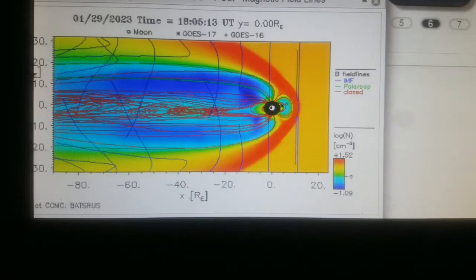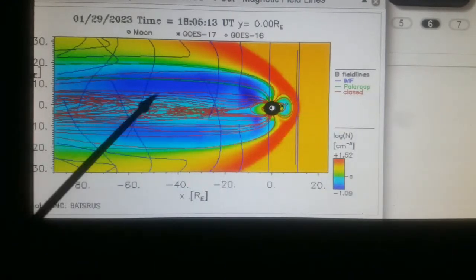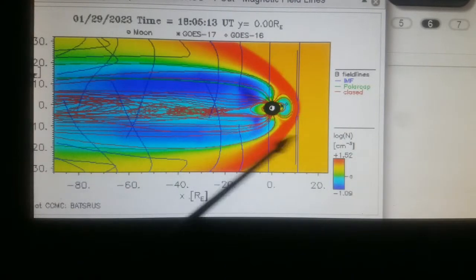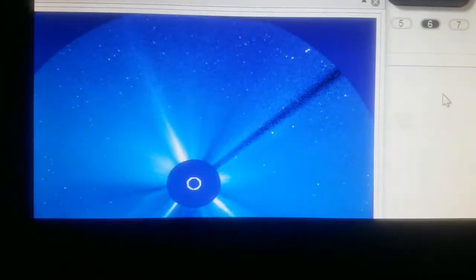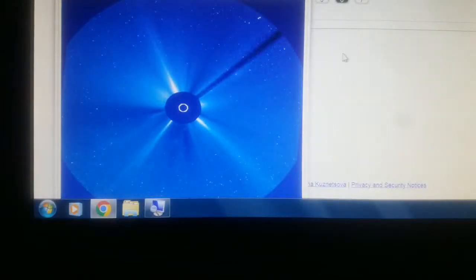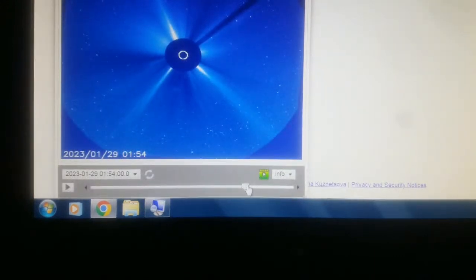So, we are getting readings now, strange readings from our magnetic field lines, just as expected. Okay, so that's enough of this for right now. We're going to go more into depth on that in another video. So let me back out of here, and here we are at the C3 instrument, because the red one, the SOHO, is not having any data today. They didn't download any data. And according to everybody, there were no CMEs, but there was.